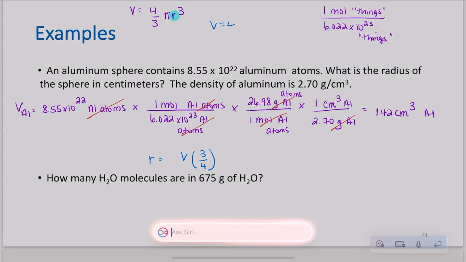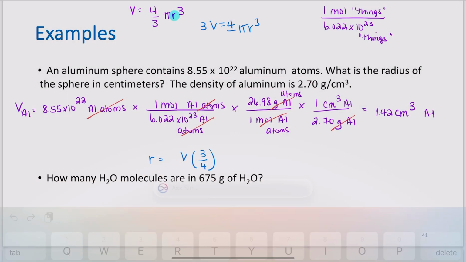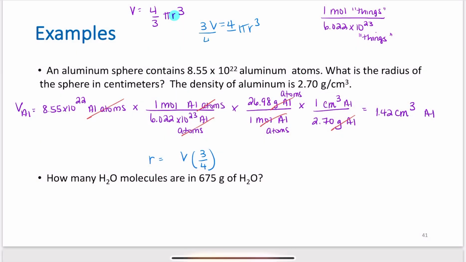Okay, so V equals 4/3 pi r cubed. First thing I do is multiply both sides by 3. That cancels my 3's here. Next thing I do is divide both sides by 4. That cancels my 4's here, okay? Now I've got pi r cubed. I need to divide both sides by pi. That cancels my pi's. I've got 3V over 4 pi equals r cubed. Take the cube root here, and I'll just have r on the other side.